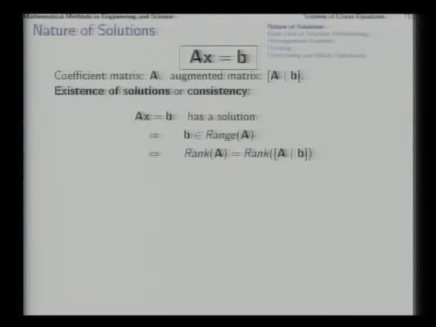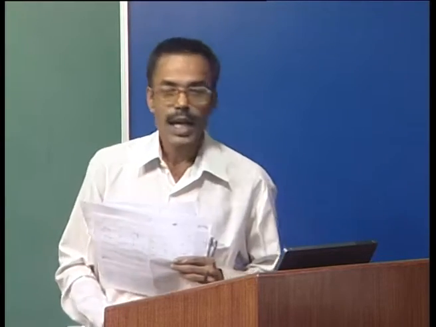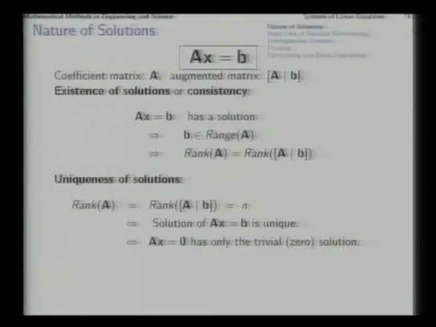So, when the rank of the coefficient matrix and the rank of the augmented matrix are the same, in that case b will be in the range of A, and that means that the system is consistent, there is a solution. The question is still open whether there will be only one solution or many solutions. And then we come to the second question, which is that of uniqueness of solutions.